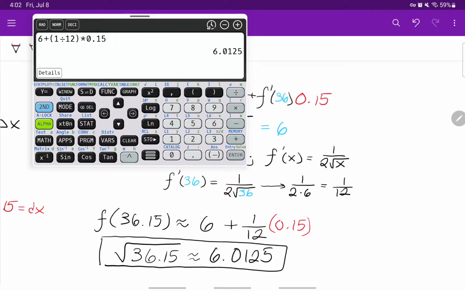That's our answer. And then let's see what it actually is. Let's take the square root of 36.15. And yeah, we're pretty close. This is 6.01248. If I round that to 4 decimal places, that's 6.0125.